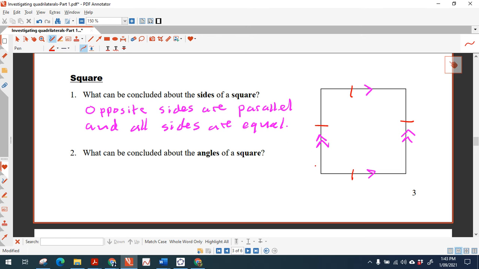Now what about the angles? Well, we know that a square has 4 right angles, just like the rectangle. Okay, there we go. So 4 right angles.